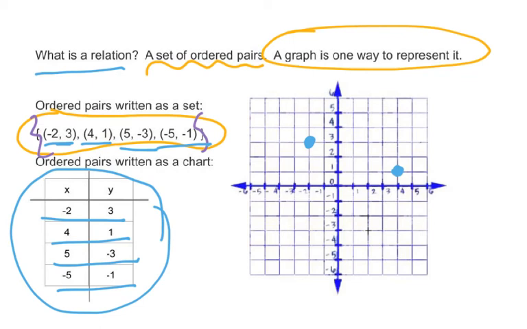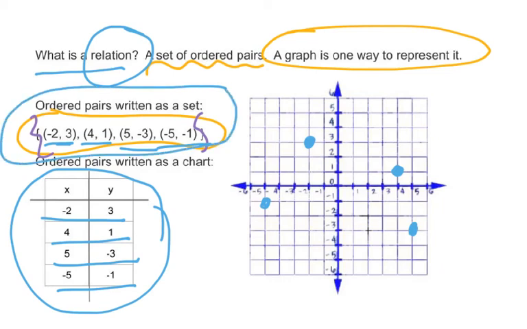The next one, we're going to go to positive 5 and negative 3. And the next one, we're going to go to negative 5 and negative 1. So now this relation has been written as a set of ordered pairs, as a chart, and as a graph. So there you can look at them in different ways.